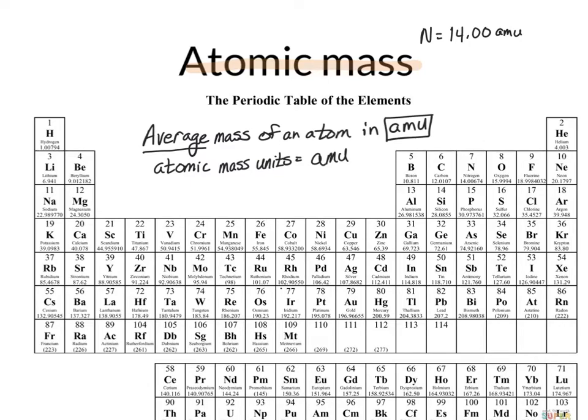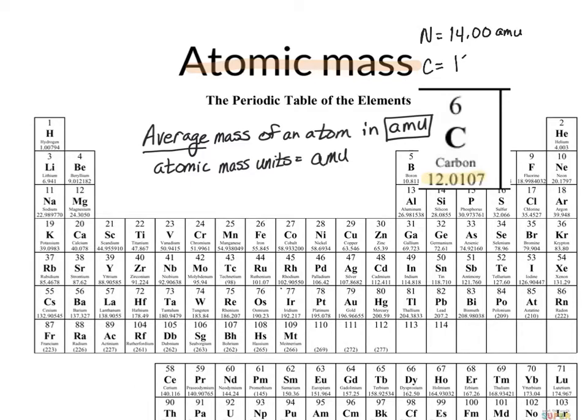Okay, now you try it. What is the atomic mass of carbon? So let's find carbon. There it is. Now let's focus on it. We see that its atomic mass is 12.0107. And we're going to say that's 12.01 in this class, and that is our atomic mass for carbon. So we would write that as 12.01 AMU.